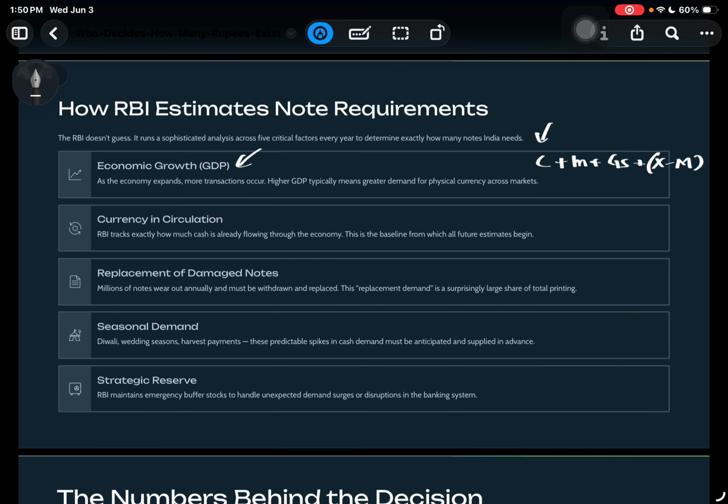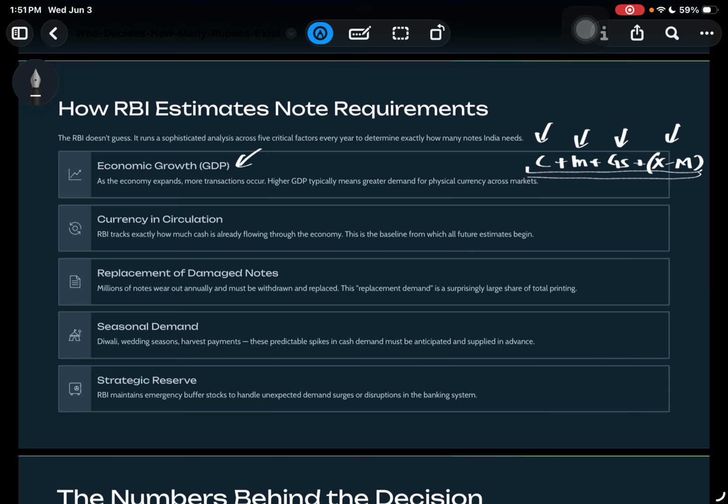Now, if the consumption increases, the investment increases, government spending also increases, and we are a net exporter, what will happen? The GDP increases, the economy expands, because there is a higher flow of money that is needed for these transactions to happen. That's where RBI comes in and makes sure that these economic indicators are supported.